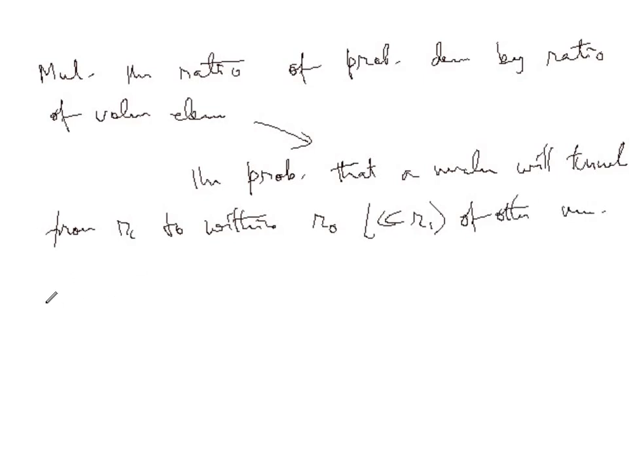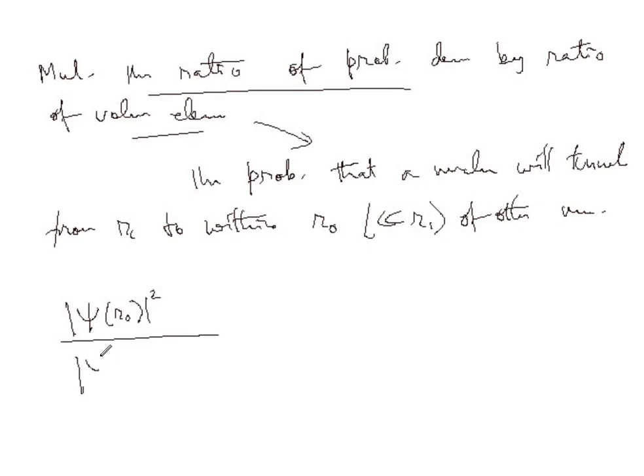Let me show you. I am talking about the ratio of the probabilities. So basically what I am talking about is this: psi of R0 whole square divided by psi of R1 whole square, multiplied by the ratio of the volume elements. And what is the volume element? So into 4 pi R0 square dr, here also 4 pi R1 square dr.